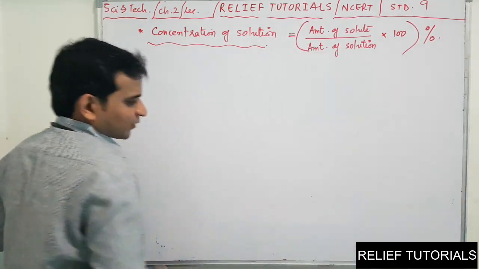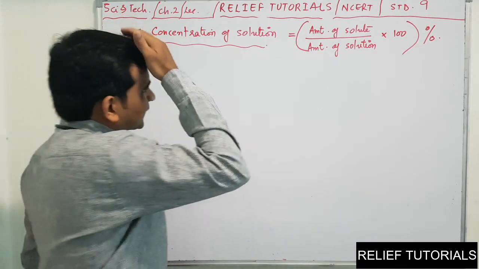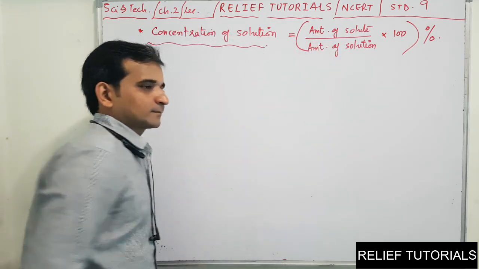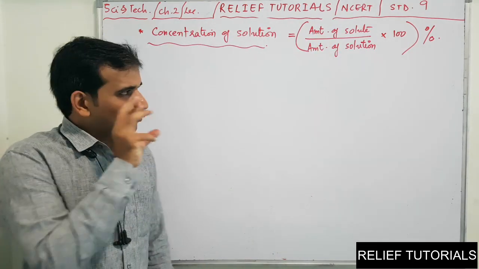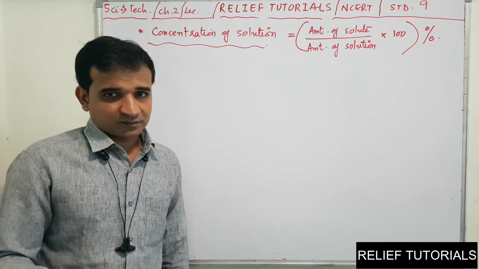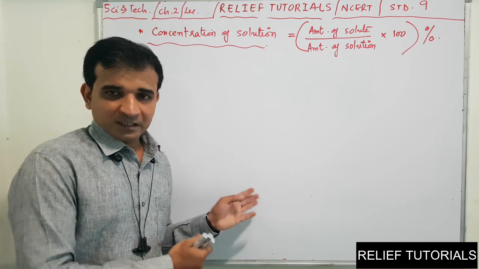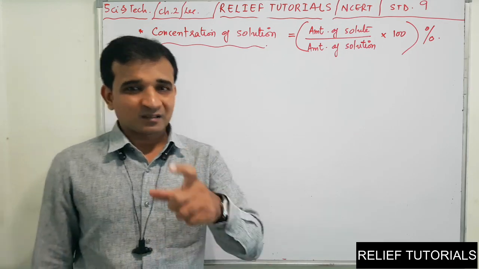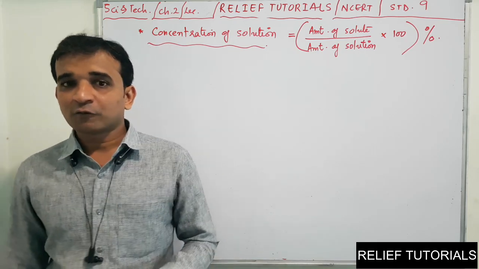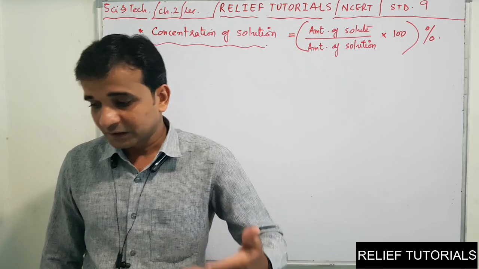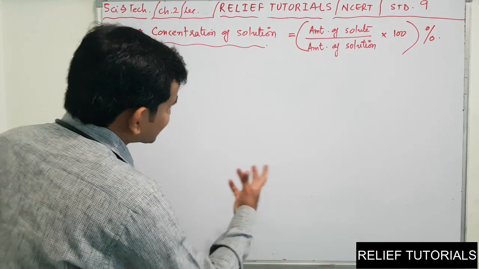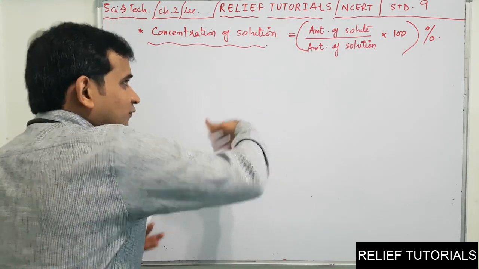Okay, in the formula if you see carefully, here we are writing the word amount. Amount of solute and amount of solution. Amount can be represented in many ways. Like in this example we have seen the amount is represented by mass in grams. Sometimes the amount can be represented in terms of volume, liter, milliliter, etc. So we have different types of concentration based on the different categories of amount.